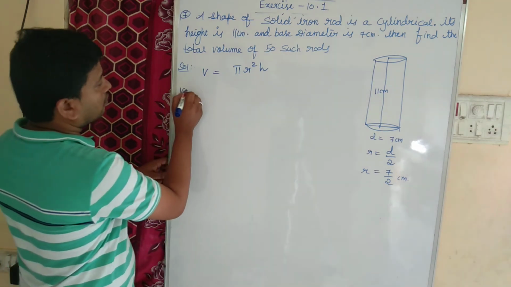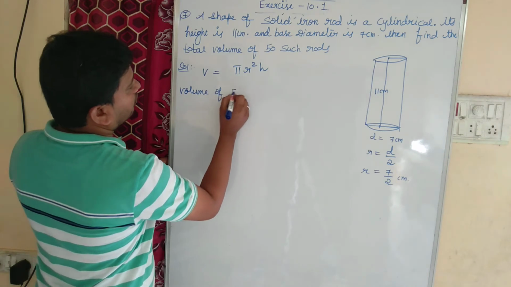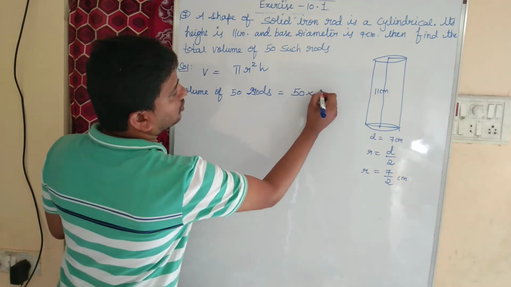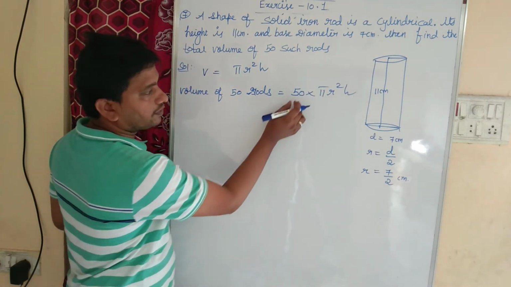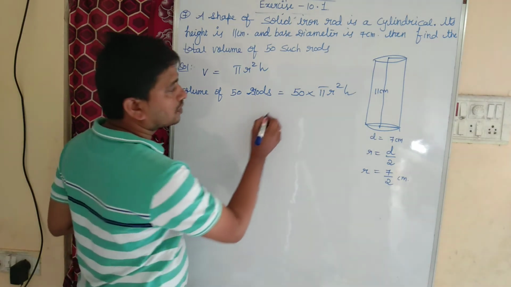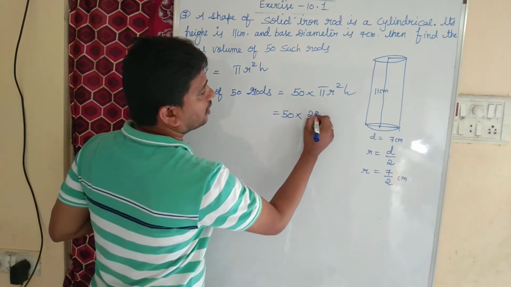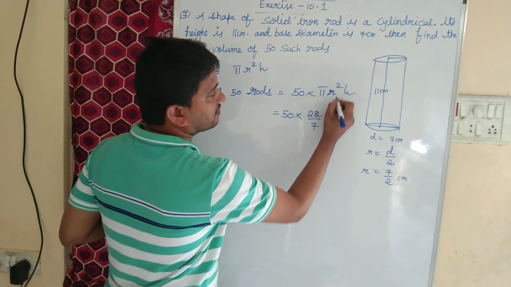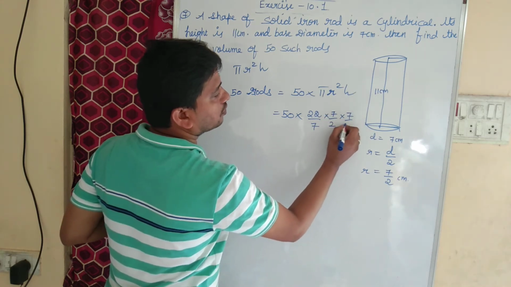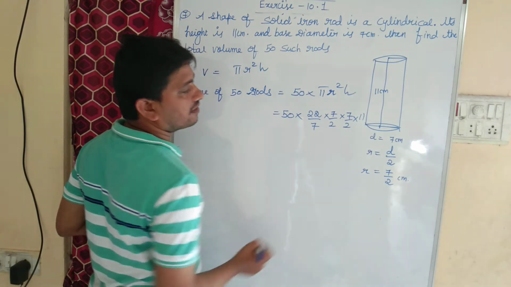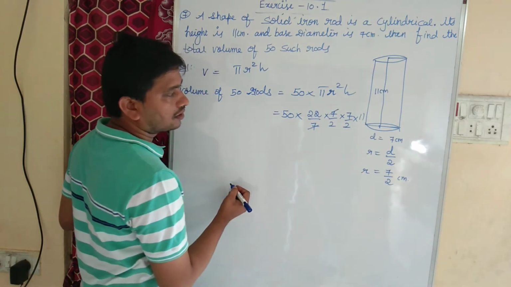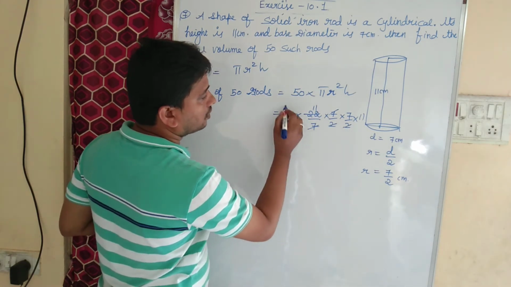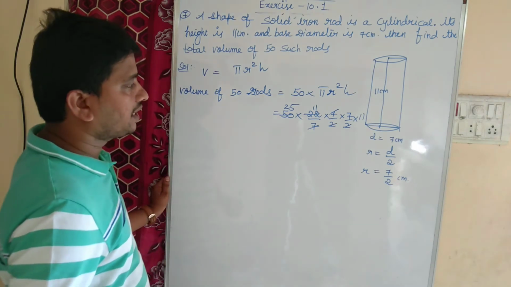But we want volume of 50 rods, which is equal to 50 into pi r square h, that is 50 into volume of one rod. So 50 into, as pi value 22 by 7 and the radius is 7 by 2, but we have r square, I mean 7 by 2 into 7 by 2 into what is the height? Height is 11 centimeter. 7 cancel, right? 2 twos are 4, so 2 ones, 2 elevens, again 2 twos are 4, 2 ones, 2 twenty-fives, right?